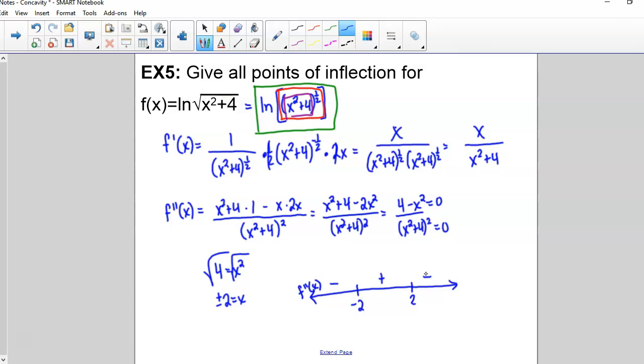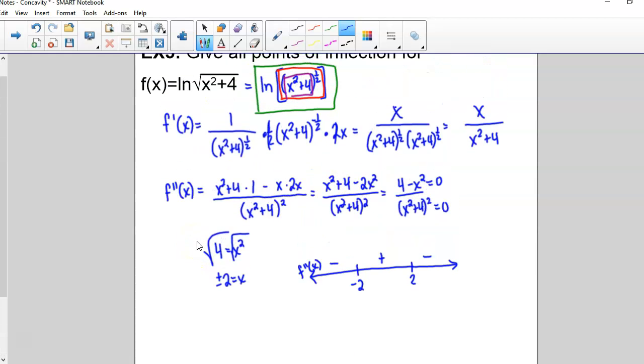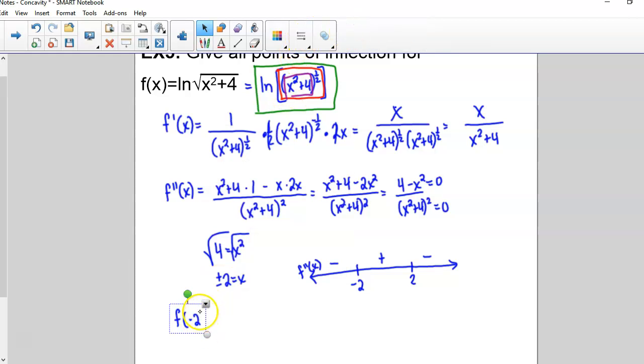And so this question asks us to find the points of inflection. It does not say that we only have to give the x-coordinates, so we would assume that we need to find the y-coordinates as well. So we have points of inflection at negative 2 and positive 2 because our second derivative changes sign, which tells us that we change concavity. But we also need to find f of negative 2 and f of positive 2.